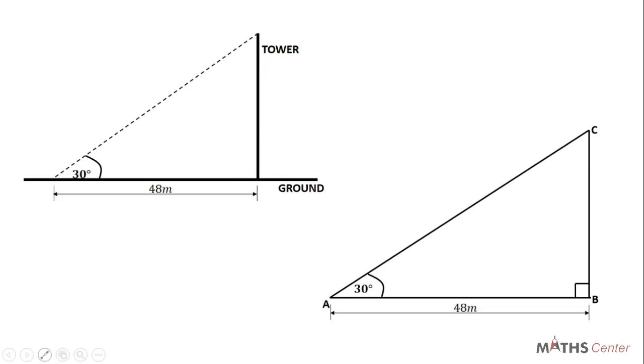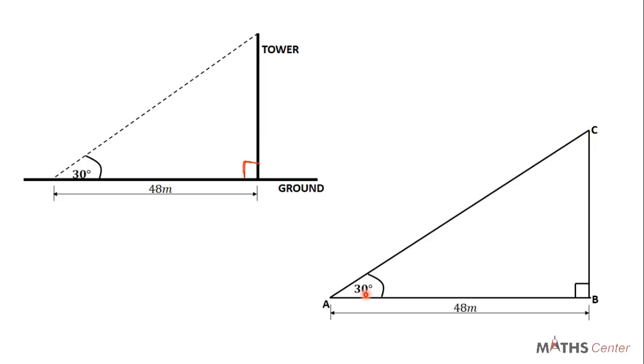As we can see here, the tower meets the ground at this point here. So this side will be our 90 degrees angle. Okay, so we can draw our right angle triangle from the diagram. So I'm going to call this point here point A. I'll call this point here point B. Then I'll call this point here point C.